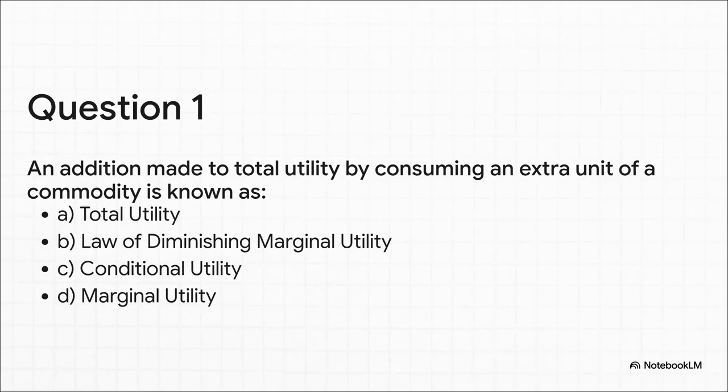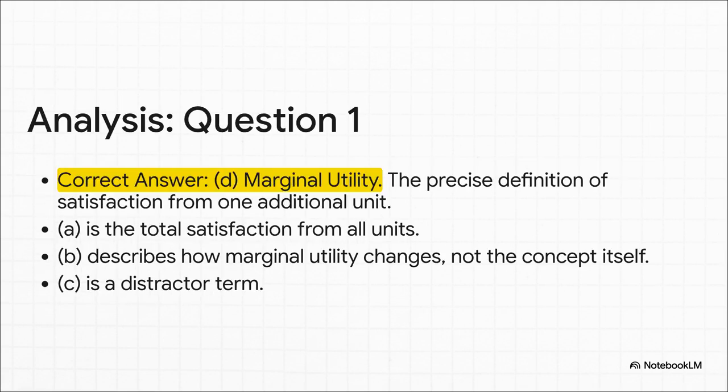An addition made to total utility by consuming an extra unit of a commodity is known as… Take a look at the options. Which one fits that definition? The correct answer here is D, marginal utility.